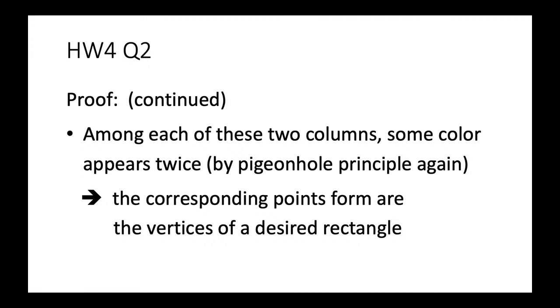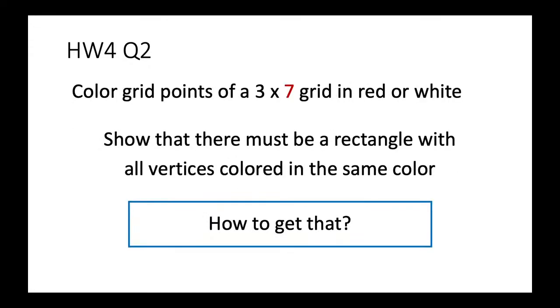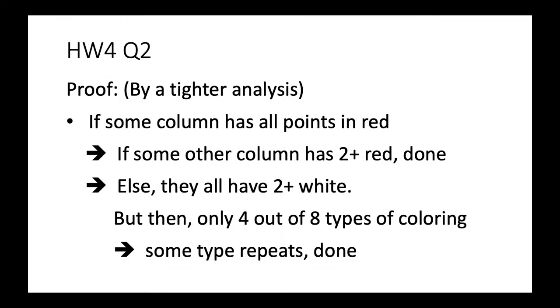Now this is question 2, but we have a slightly more challenging part. So instead of having a 3 by 9 grid, let's say we now only have a 3 by 7 grid. So the grid is now smaller. And then again, we are going to color the grid points in red or white. And still, we want to show that there must be a rectangle such that all the vertices are colored in the same color. So how do we get that? So the proof is not difficult. We just need a slightly tighter analysis.